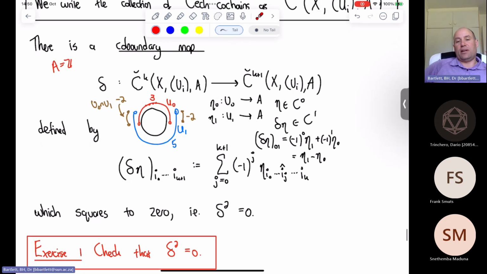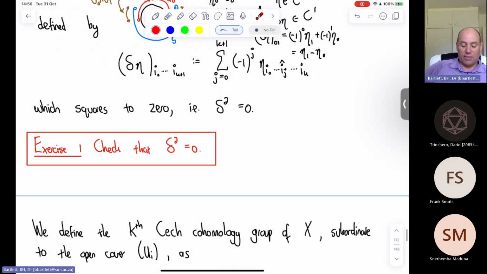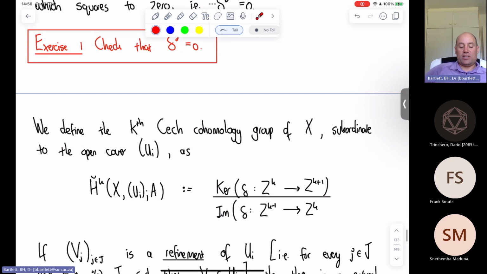So whenever you've got a sequence of abelian groups and a sequence of maps between them which squares to 0, then you have a cohomology. So that's called a chain complex. So then you can calculate the cohomology of that chain complex. So the kth check cohomology group of X, subordinate to this open cover that we started with in the beginning, is defined to be the kernel of delta divided by the image of the previous delta, as always. So far, I'd like it to be something that I can associate just to X, but so far it does depend on this open cover that I chose.